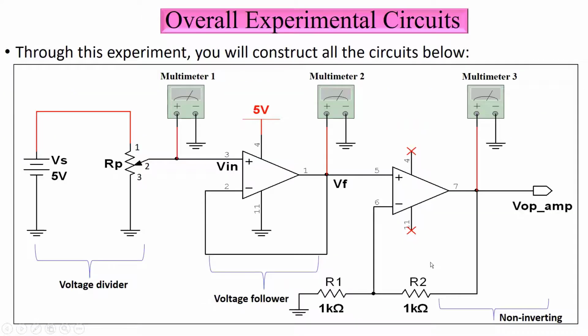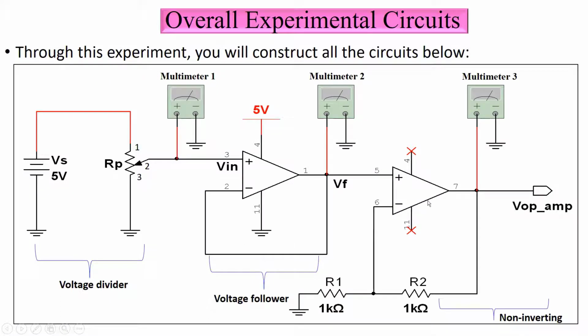And for the experiment, you will construct all the experimental circuits. This one is the voltage divider with a potentiometer, and you will read the value from multimeter 1. You will adjust the variable resistor here. The second circuit is the voltage follower, and you will read the value from meter 2. Theoretically, VF, the voltage follower, will be equal to V in because the gain is only 1.